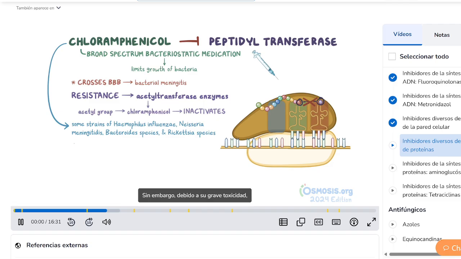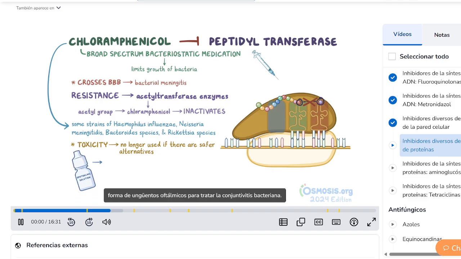However, due to its severe toxicity, it's no longer used systemically in most countries with access to safer alternatives. It is also commonly used in the form of eye ointments to treat bacterial conjunctivitis.